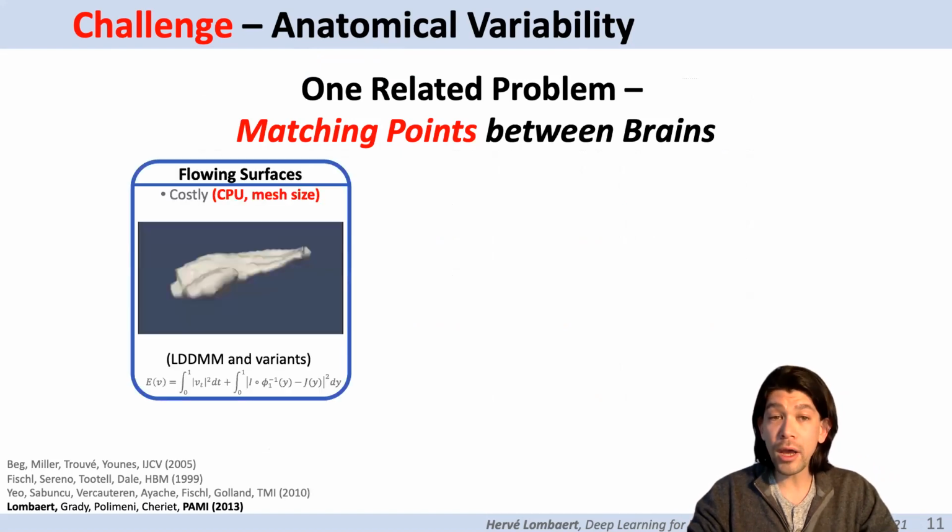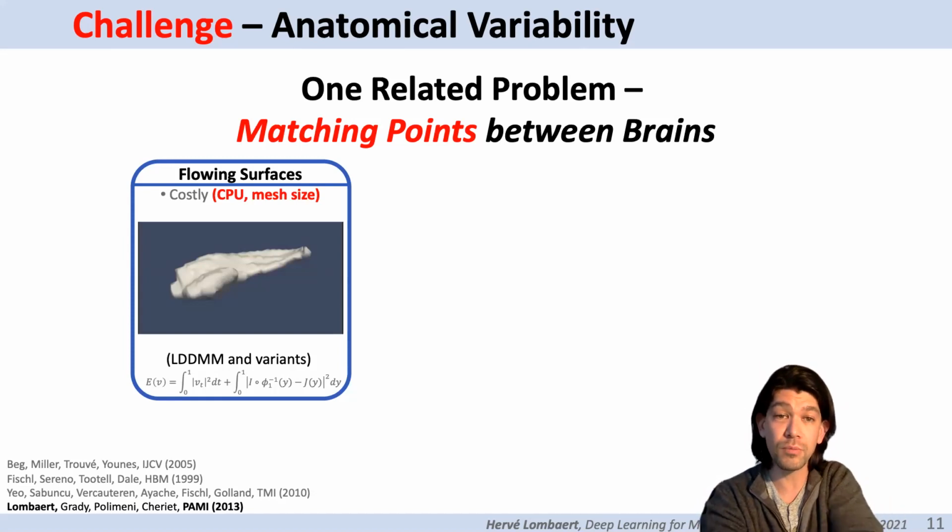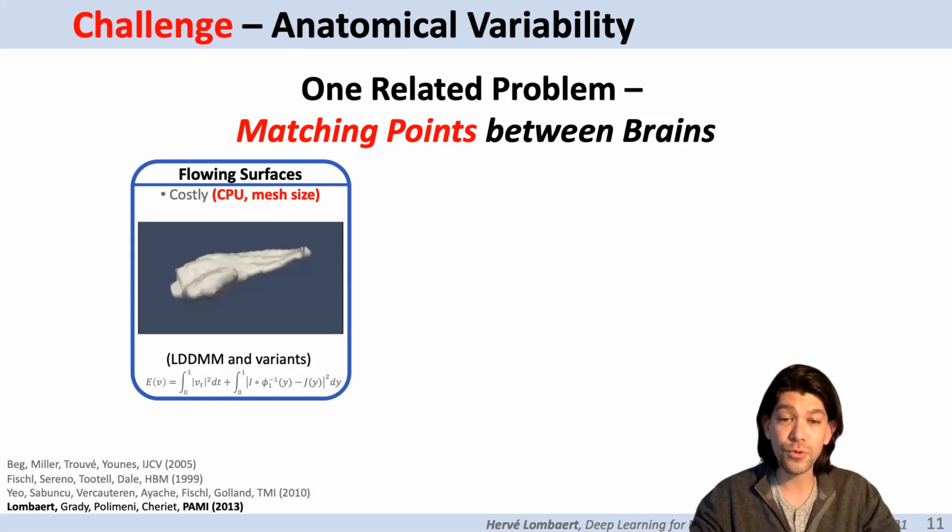The classical way of finding corresponding points would be to try to morph the images, try to morph the surfaces here one into another. So that's fine, but it's extremely costly. Very elegant mathematics, but slightly costly and hardly scalable on the mesh sizes that we find on brain surfaces. Those are typically 300,000 nodes for one brain.